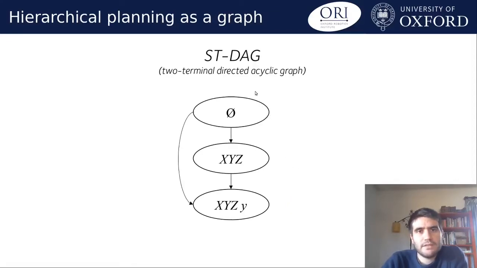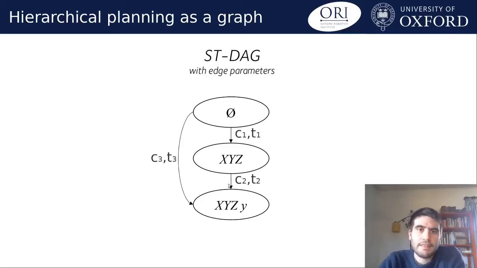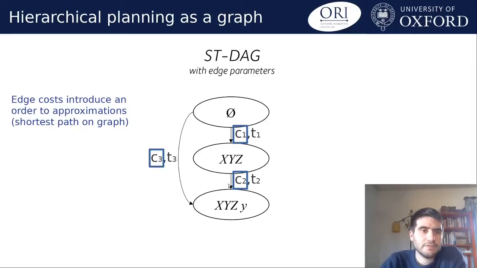Then we represent hierarchical planning as a graph using STDAGs. Again, you start from having no plan at all to having a plan in a subspace and then having a plan in a larger space. Each space that is a subspace of another space has an edge between them. Then we add edge parameters to this graph, and these edge parameters are of two kinds. One is an edge cost. Edge costs will introduce an order to the approximations. So if you compute the shortest paths on the graph, the first shortest path is going to be the sequence of approximations you try first.